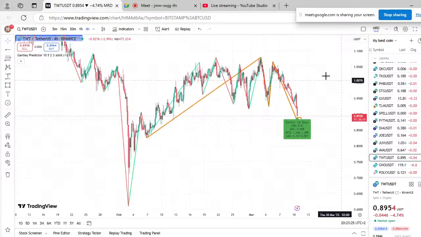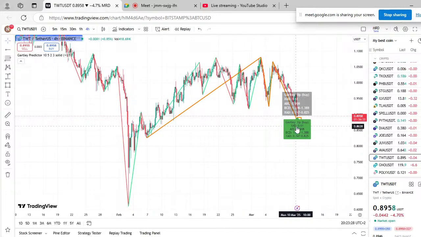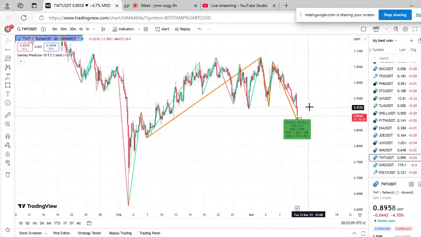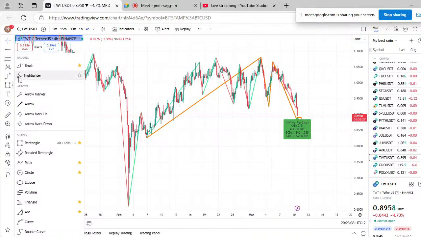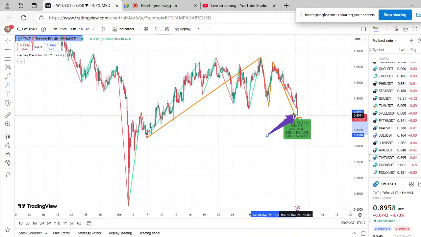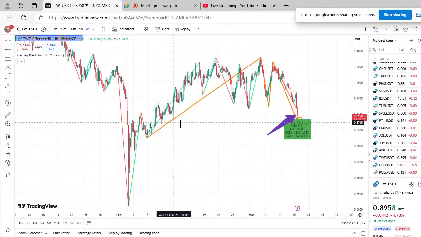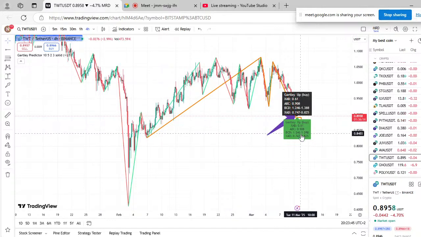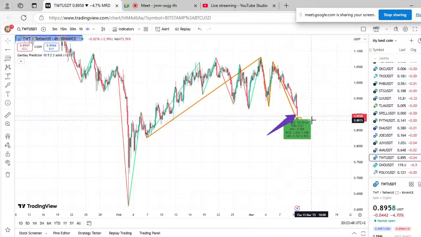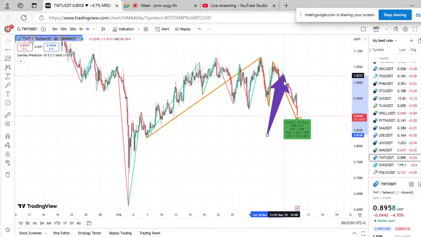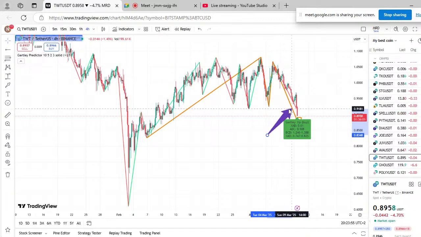Now, this indicator was indicating that this coin could drop up to this level. Can we see? That coin is already there. That was its prediction, that the coin will drop. This time it is not predicting that the coin will rise. The coin will drop. You can see it dropped up to this point.